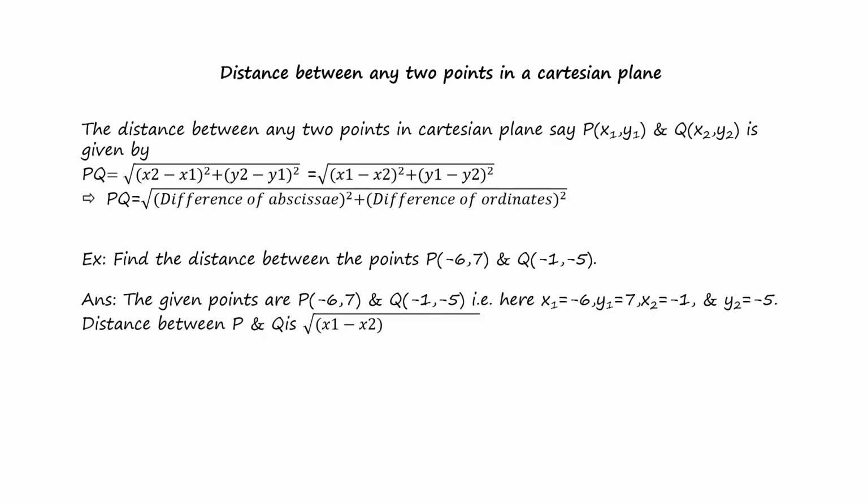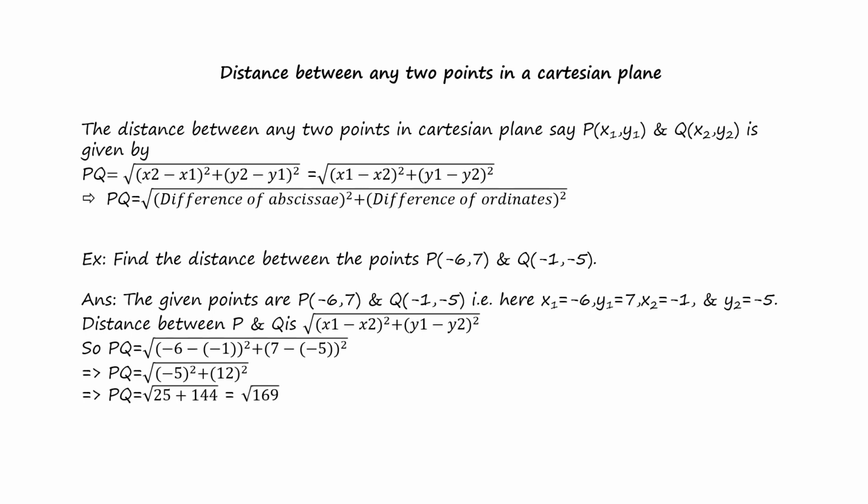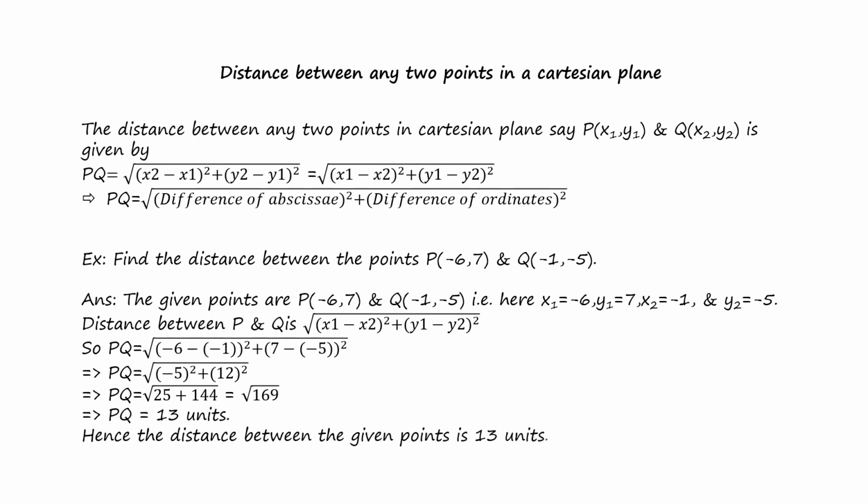So as per the given formula, PQ is nothing but the square root of (x1 minus x2) whole square plus (y1 minus y2) whole square. Now putting the respective values, we get PQ is nothing but the square root of (minus 6 minus minus 1) whole square plus (7 minus minus 5) whole square, or it is the square root of (minus 5) whole square plus 12 whole square, which is the square root of 169, which equals 13 units. Hence, the distance between the given points is 13 units, is the answer.